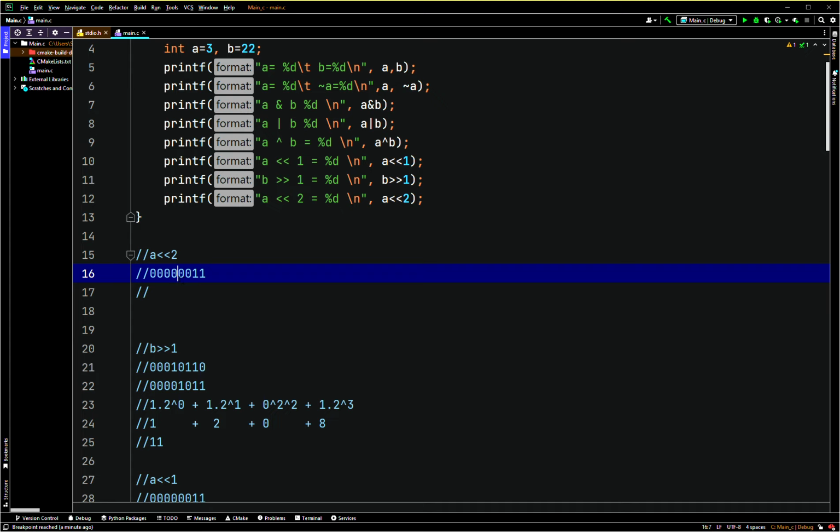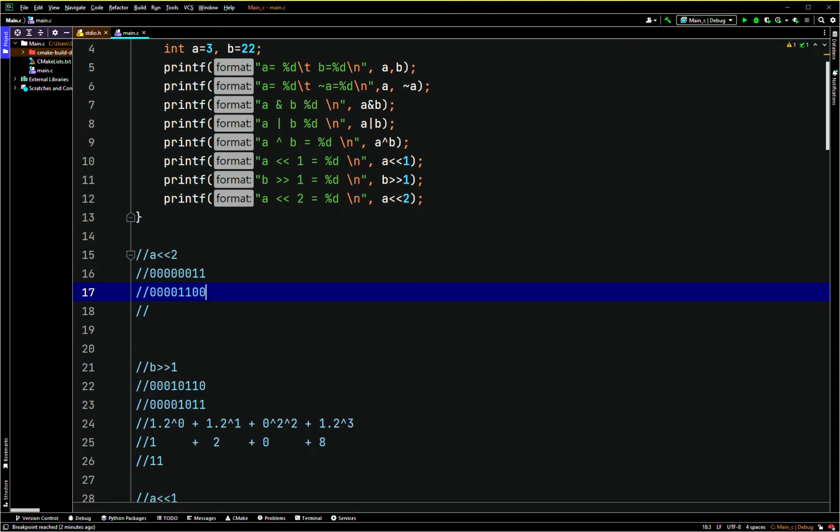This 0 is going to move over here like that. Then this 0 is going to move over here like that. This 0 is going to move over here like that. This one's going to move over here like that. And this one's going to move over here like that. Then we're going to add 2 zeros to the end. So we're basically just dropping 2 zeros. So the answer is 0, 0, 0, 0, 1, 1, 0, 0.